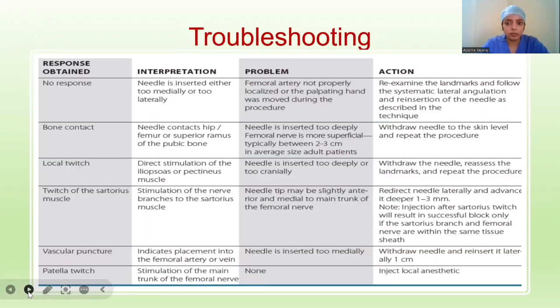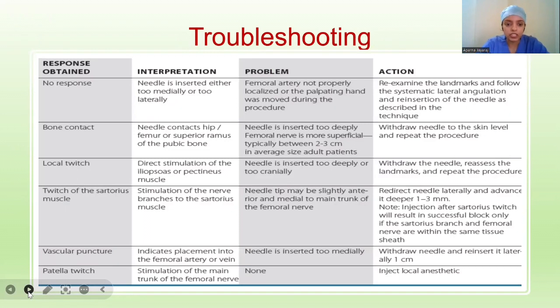Some common troubleshooting methods: if you don't see any response, that means the needle is far away from the landmarks, so re-examine the landmarks, reassess and reinsert the needle. If you contact the bone, it can be hitting the hip or the femur or the superior pubic lamina. That means the needle is too deep. You withdraw the needle and repeat the procedure.